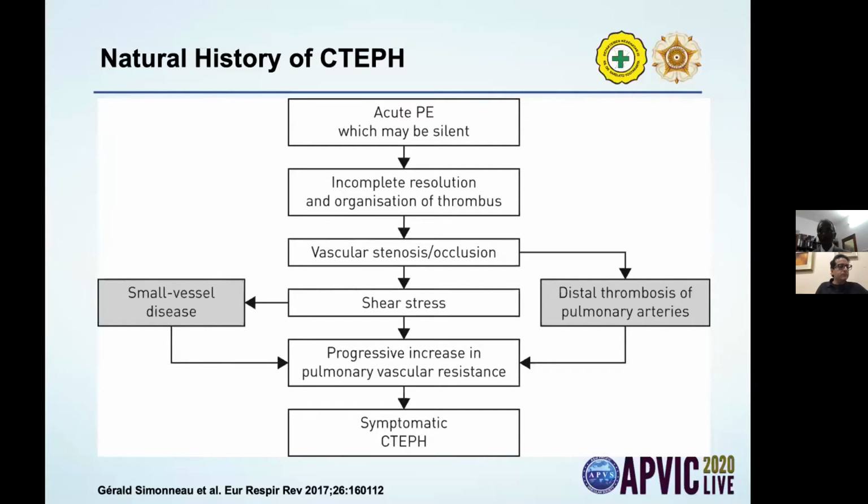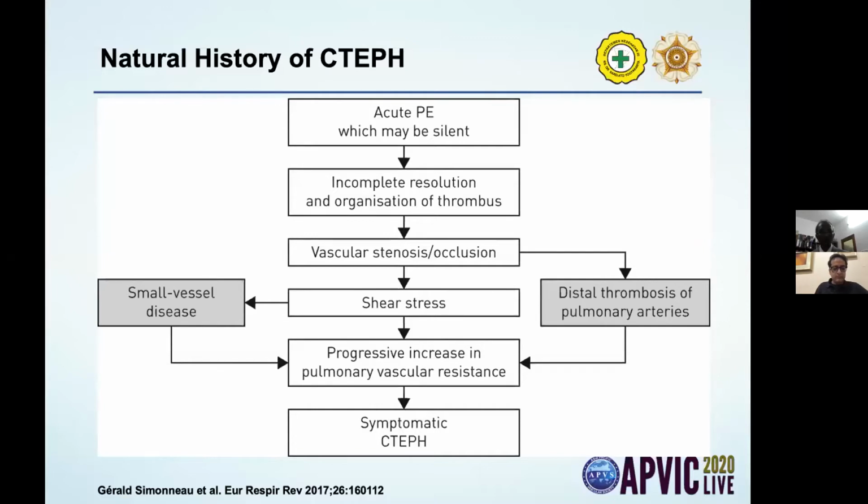And usually the remaining thrombus causes the occlusion or the stenosis in the distal part of the pulmonary arteries. And the shear stress will result in a progressive increase in pulmonary vascular resistance and occur to the distal part of the thrombus. It occurs as a microarteriopathy, and it will develop into symptomatic CTEPH itself.